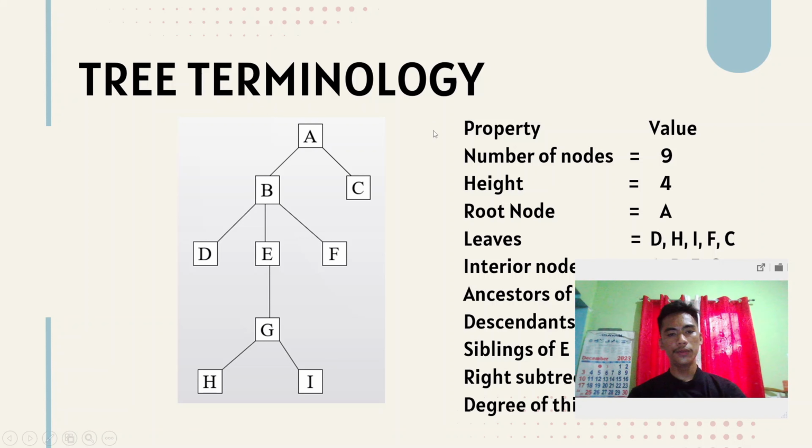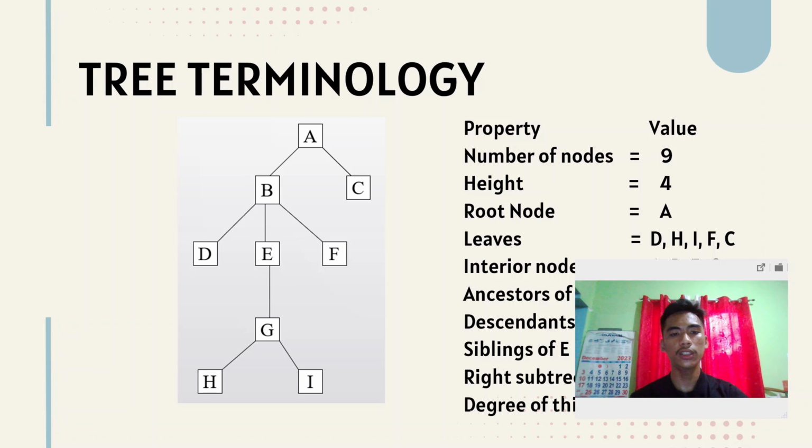The next is leaves: D, H, I, F, and C. The leaves of the tree, also known as external nodes, are D, H, I, F, and C. These are the nodes without any children. Interior nodes, and the values are A, B, E, and G. Interior nodes are nodes within a tree that are not leaves. In this case, A, B, E, and G are interior nodes.